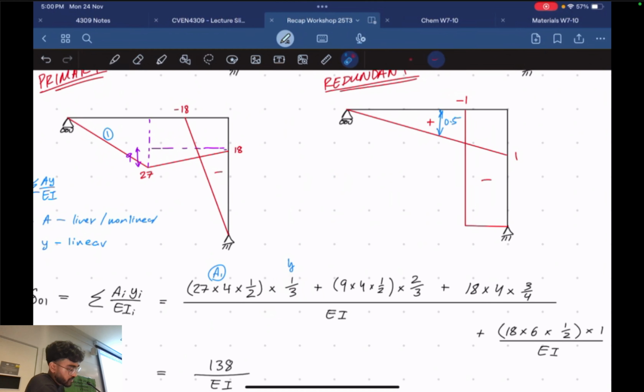So first of all, Y is the value of the bending moment from this structure. However, we're going to take the centroid from this structure. Yeah?